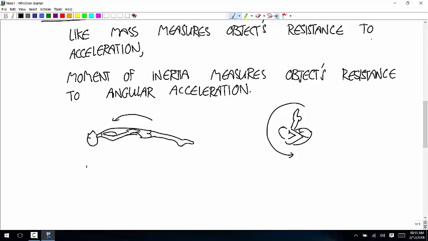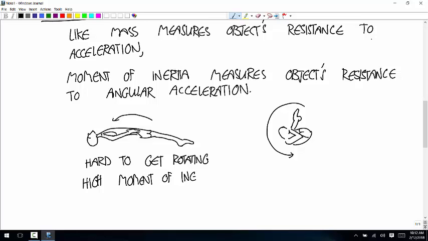This layout position is hard to get rotating. And so this is a high moment of inertia. Really, I guess you would say causation goes the other way. It has a high moment of inertia, and that's why it's hard to do this. You can't get it rotating as fast because it's hard to accelerate, and therefore you've got to get a lot higher to make a double work.